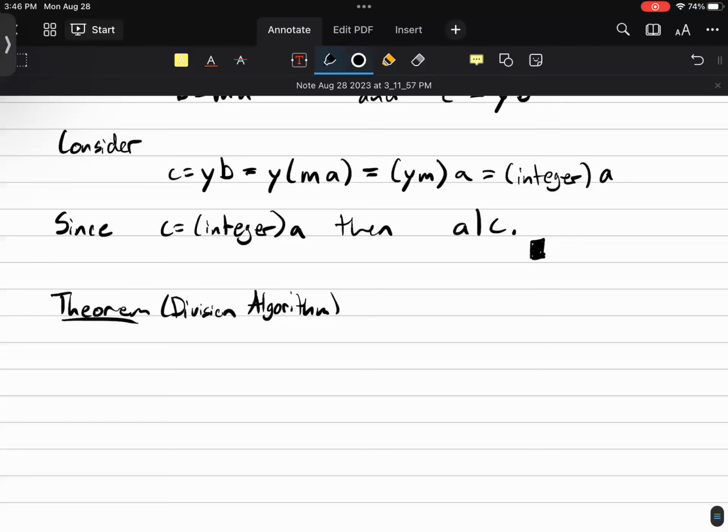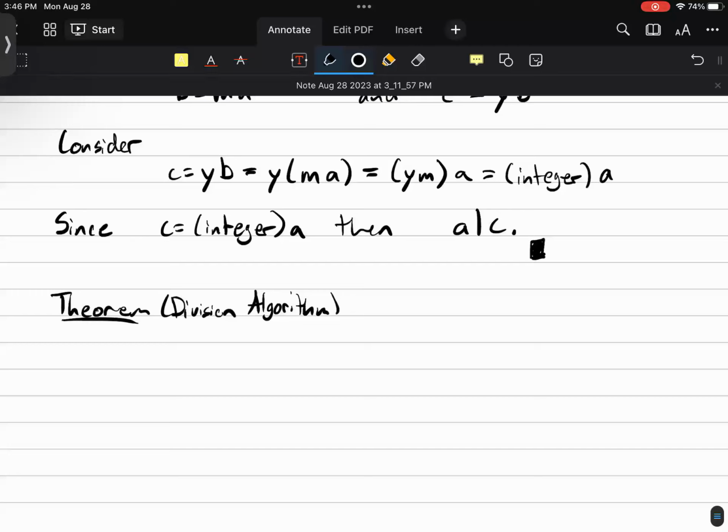I always love coming back to. For me, in the state of North Carolina, I learned this in 3rd or 4th grade. I'll just say it's an elementary school concept. When you divide two integers, there's always a quotient and a remainder.